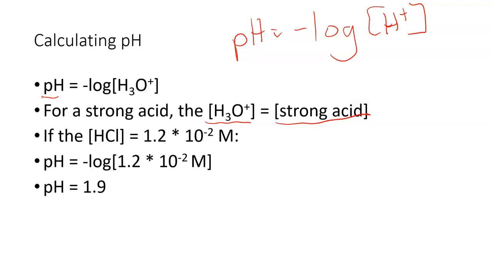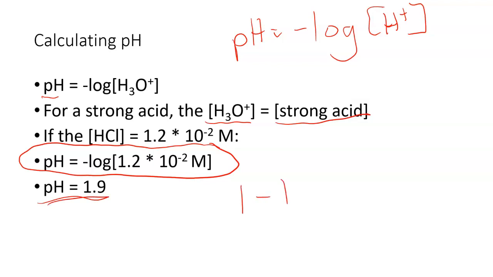So if our HCl is equal to 1.2 times 10 to the negative second molar, I can simply substitute the concentration of my strong acid into my pH equation and solve and get pH equals 1.9. Probably one of the bigger challenges folks have with these pH calculations is learning how to do logs on your calculator. Do keep in mind that your pH should typically end up somewhere between 1 and 14. That's a way you can check your value. If you get something outside of that, you want to double check yourself and figure out where you've gone wrong.